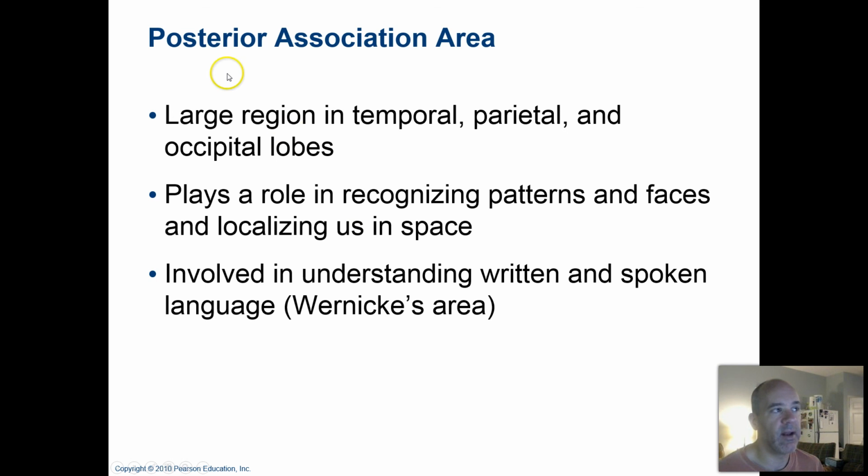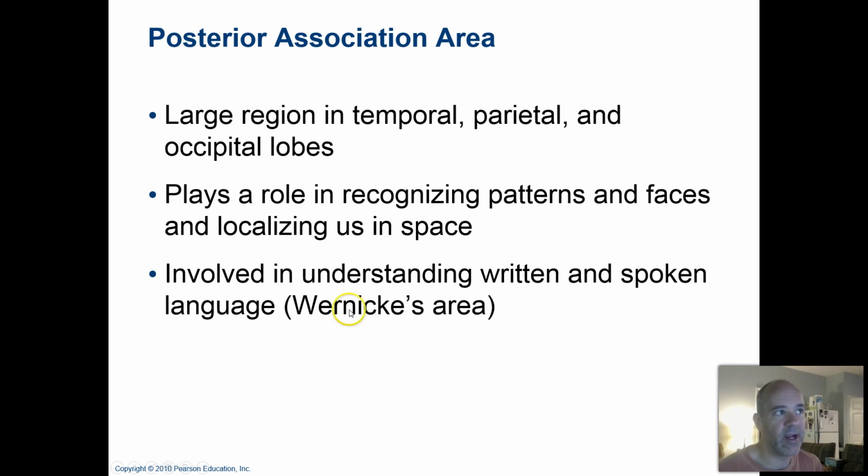All right, then there is an area in the posterior portion of the brain called a posterior association area, and it's in the temporal, parietal, occipital lobes. This is a large area that's involved in recognizing different patterns and faces, and also your own self-awareness. Where am I in space? Right now I'm sitting in a chair, and I'm in a room in my house. You know, how do I know those types of things?